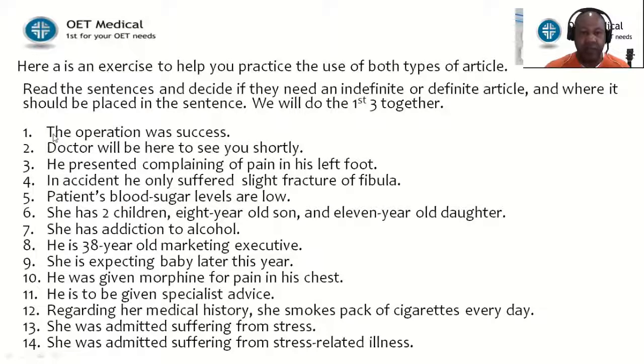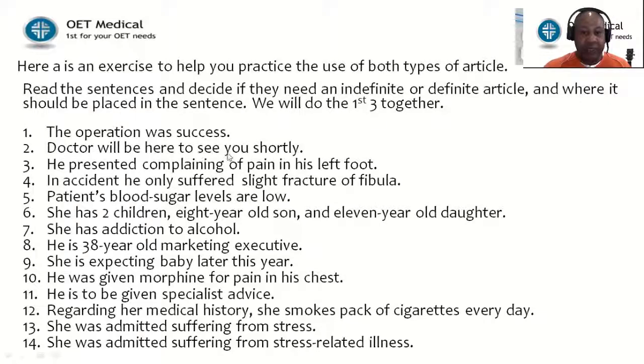So the first one, the operation was success. Success is a noun. Successful is an adjective. So we could say the operation was successful because adjectives are used with the verb to be. But this is a noun, success. And it's a single noun. So we need to have a. The operation was a success.